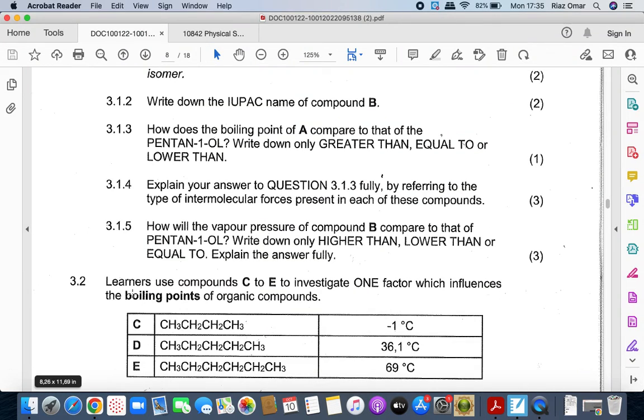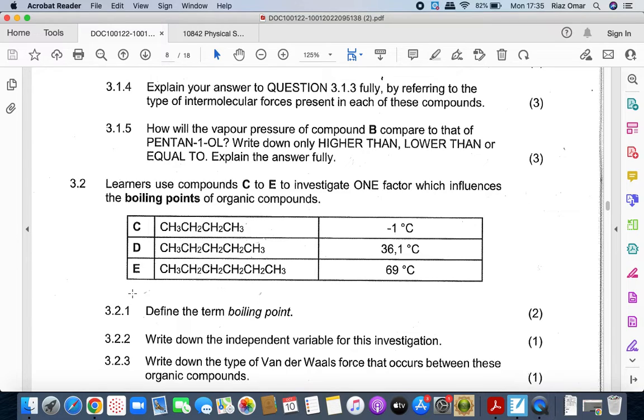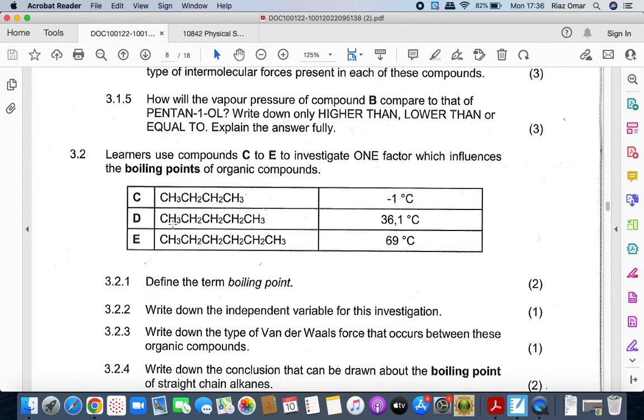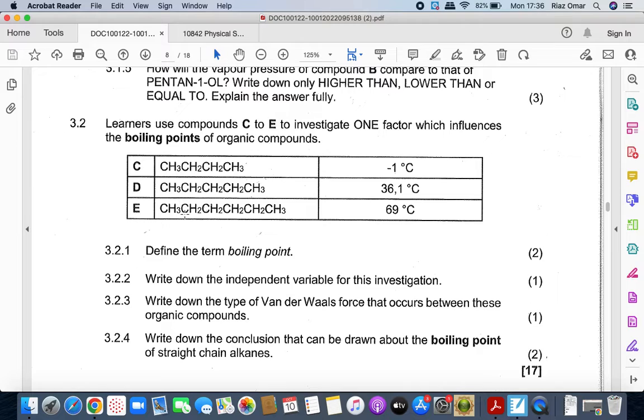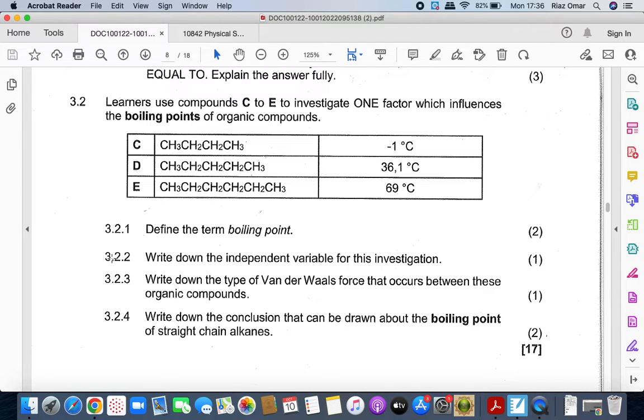Then after 3.1.5, we get 3.2. It says learners use compounds C to E to investigate one factor which influences the boiling points of organic compounds. Looking at C, D and E, the boiling points are -1, 36.1 and 69 degrees Celsius. What's the difference between C, D and E? All of them have single bonds, they are alkanes, but the chain is getting bigger. An increase in chain length increases the boiling point. That's what we can see from the table. 3.2.1 says define the term boiling point.